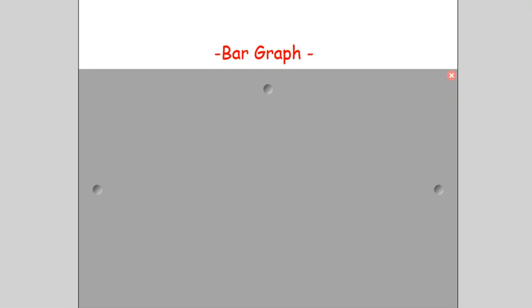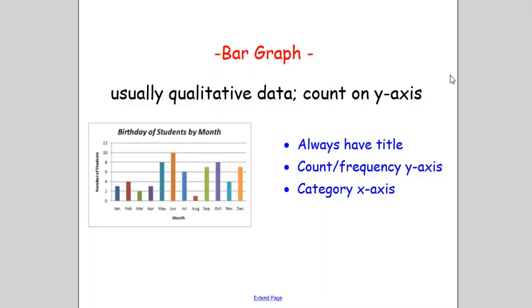All right, bar graph. So a bar graph is usually used for qualitative data, and then the count would be on the y-axis. So if I had you graph the number of each color of frog, the color of the frog is qualitative.